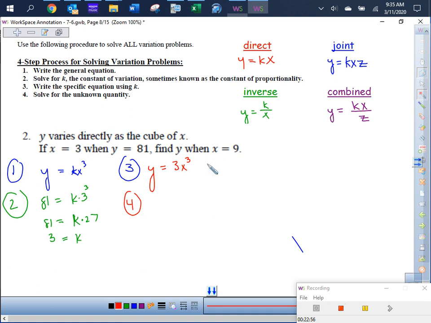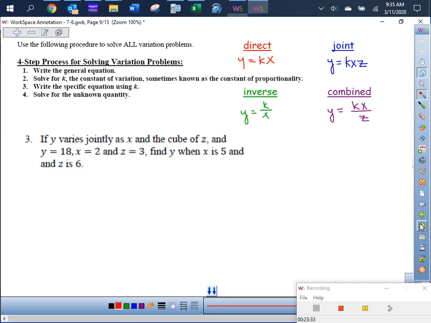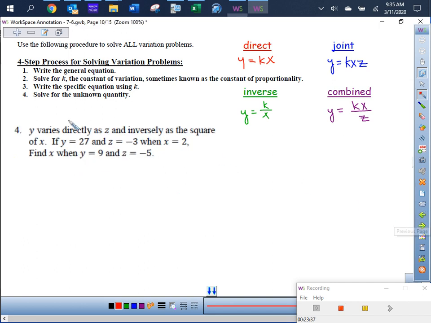So find y when x is 9. Y equals 3 times 9 cubed. Hey, what's 9 cubed without a calculator? 729. Take it times 3, you could probably use a calculator for that in that case. What did we get? 2,187? Not too bad, eh? Not too bad. Let's see. Let's go to 4 on this page. We can skip 3, go to 4. See if you can do step 1.